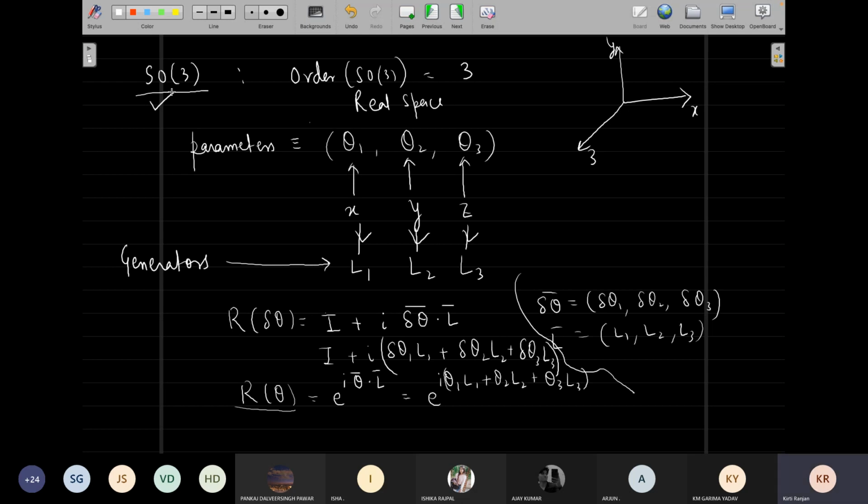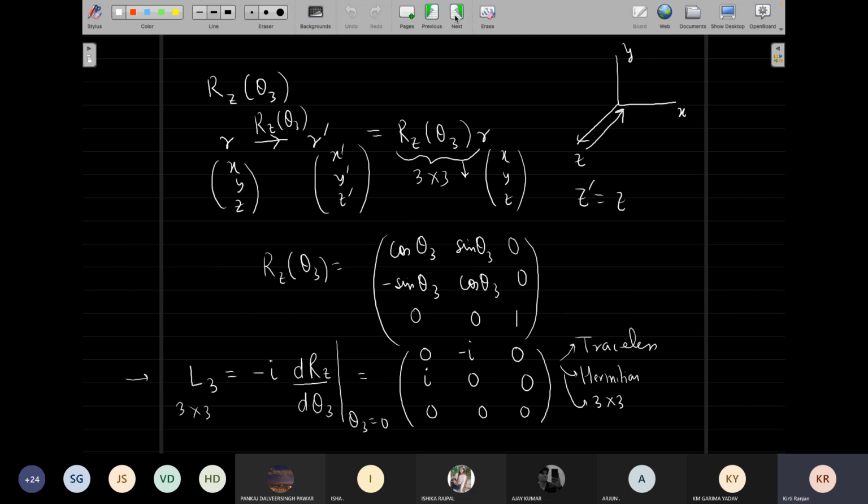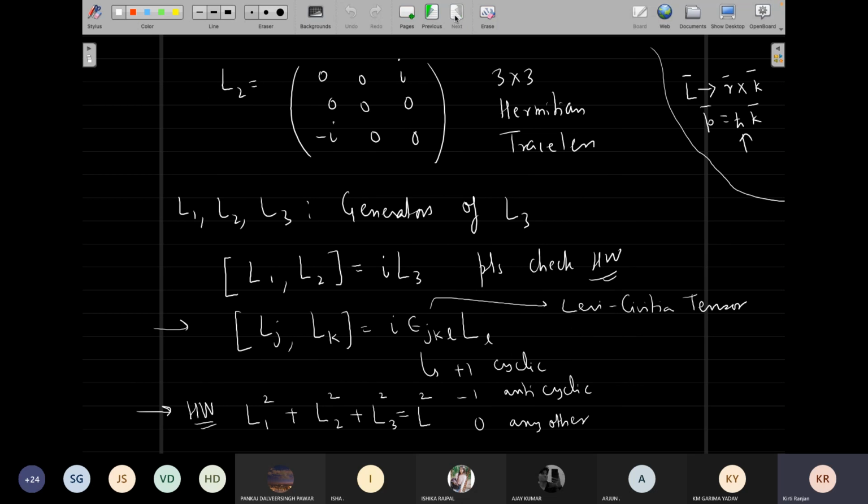The SO3 study of the Lie group requires you to have three generators having the matrix representation, which is only one representation. There can be many representations, but we have the matrix representation in the form of traceless Hermitian 3 by 3 matrices, and all of these three will result in the famous commutator bracket algebra, and also L1 square plus L2 square plus L3 square equal to L square, and you will relate it with this.